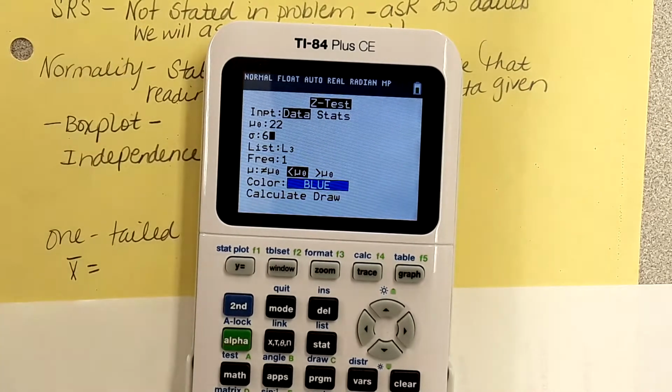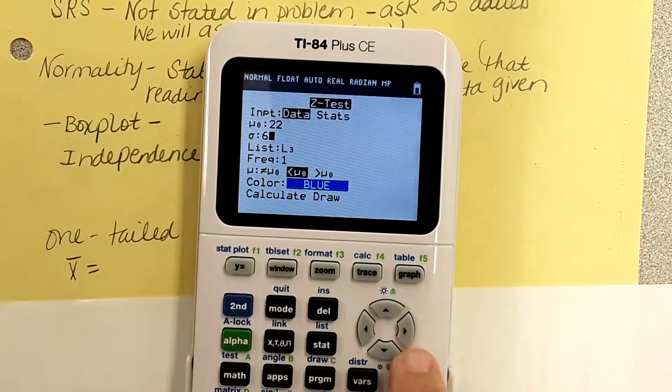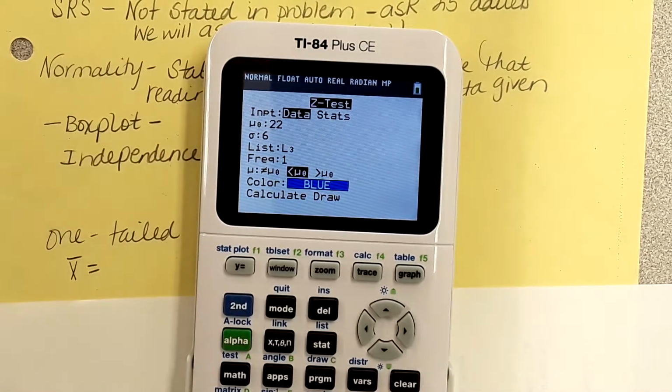6. If you were in a t-test, okay, listen to me. If you were in a t-test, sigma would not be there. The nice thing about the calculator is you'll know if you're in the right test because you'll have the information for the correct test. And then where did you store your information? We stored it in list 1. I don't know where you guys stored yours. Make sure you put in the correct list.